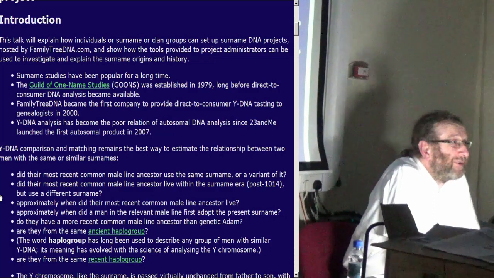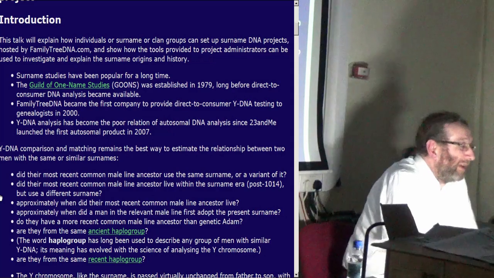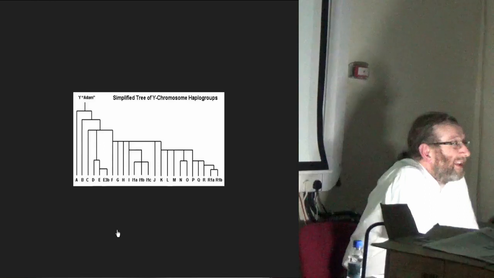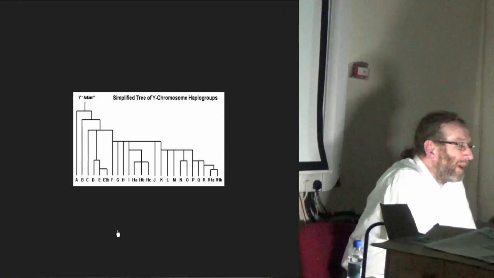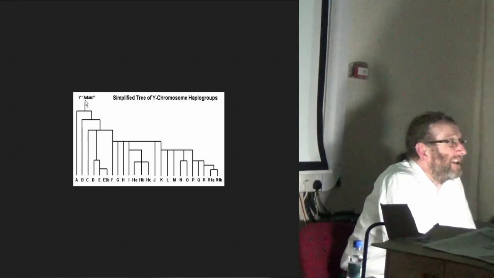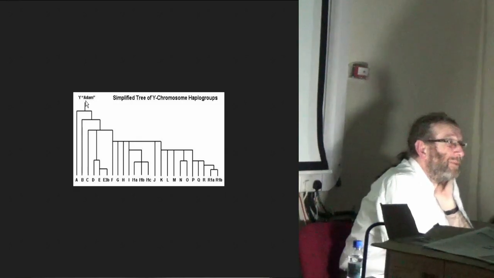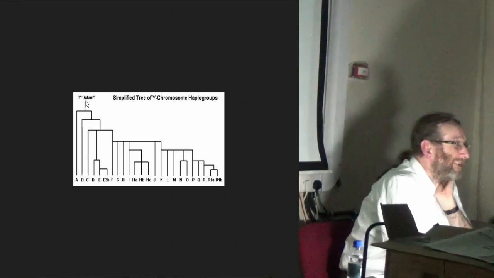We all go back to an unknown man who's been called the genetic Adam. And when Y-DNA was first analysed, somebody came up with this scheme of what are called haplogroups. A haplogroup is just a group of men with a similar Y chromosome. We all descend from Y Adam, who lived about 150,000, 200,000 years ago. He wasn't the only man around at the time, but he was the only man around at the time whose male line descendants have survived down to the present day.